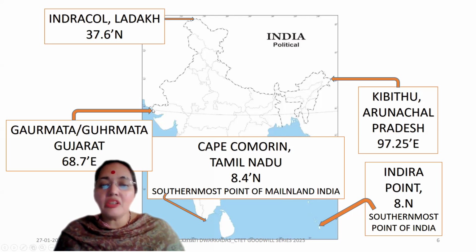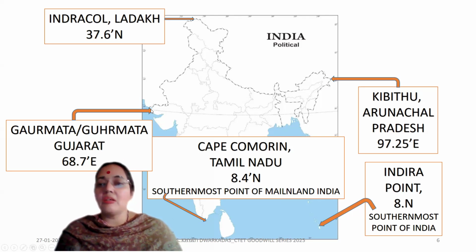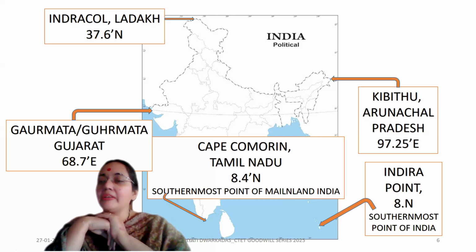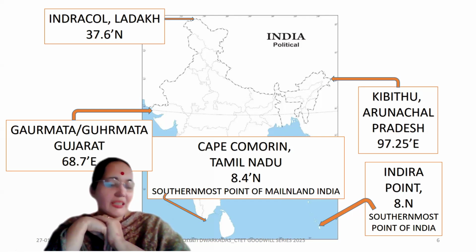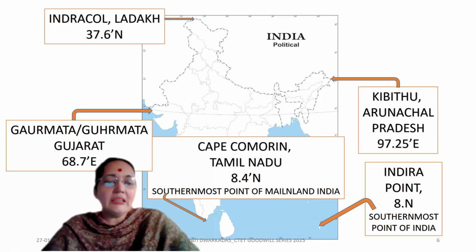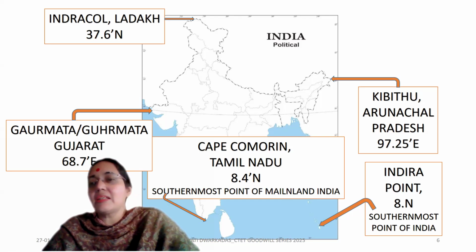The westernmost point of India, this is the westernmost point of India, which is Gaur Mata or Guhar Mata, depending on which person describes it. So different books call it by different names. But basically the spelling changes, but it's basically Gaur Mata. In Gujarat, which is your westernmost point, and it is at 68 degrees 7 minutes east longitude.